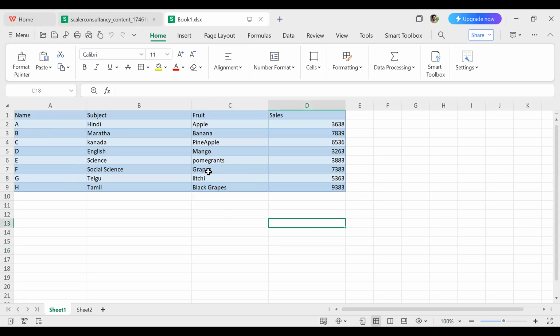Okay, so we have two choices: we can make a chart without a pivot table, or we can make a chart with a pivot table. So what's the difference between having a chart with and without a pivot table? Okay. So first we are going to make a chart.